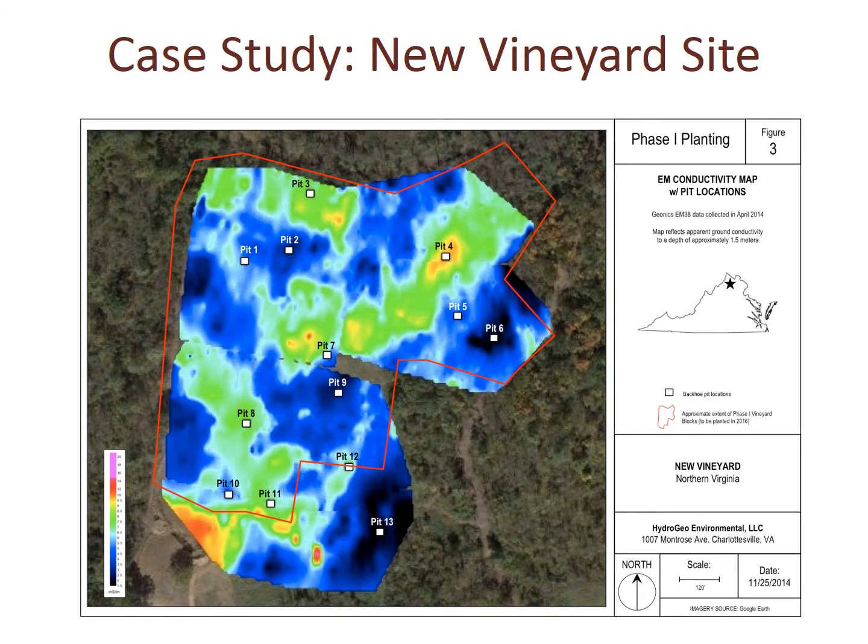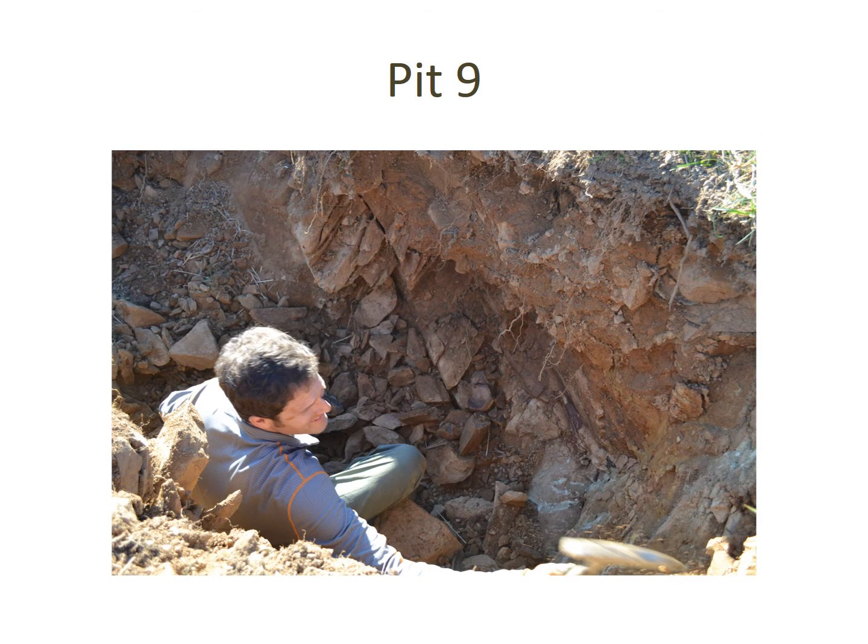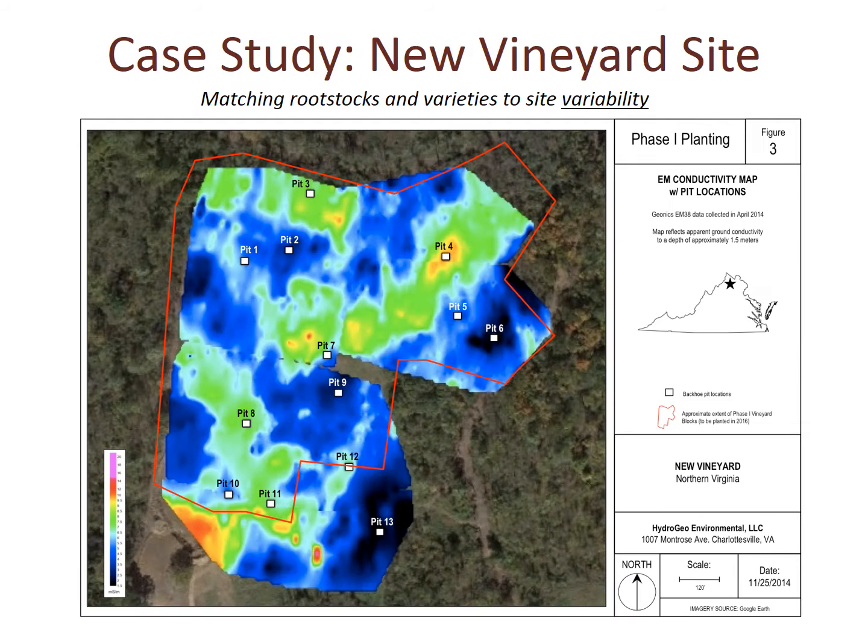In contrast, let's zoom in on pit 9, which is in this low conductivity zone, and you can see completely different conditions subsurface. We've got fractured greenstone, shallow soil. So this is the kind of variability that we image.